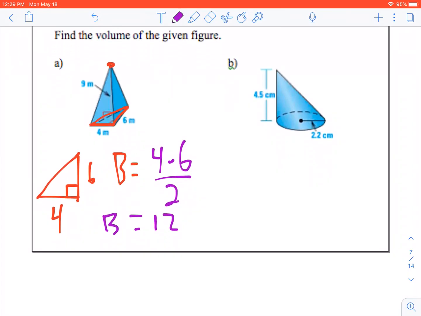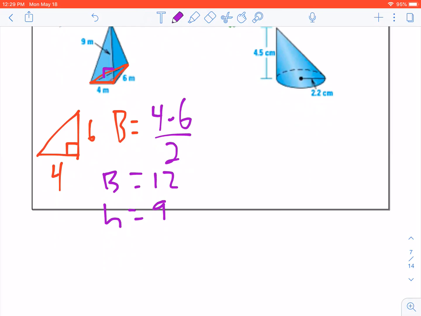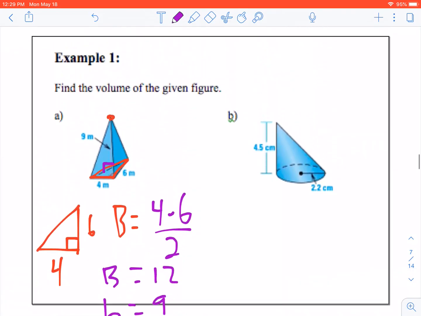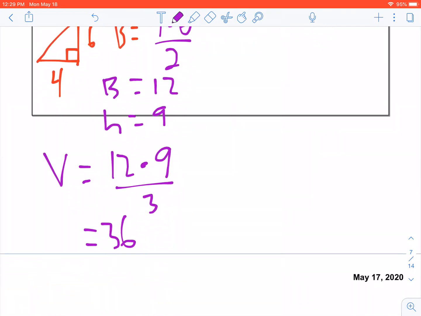That perpendicular height of the pyramid, they have your right angle marking there, so that perpendicular height is 9. Formula for volume then. It is area of the base, which is 12, times the height, which is 9, and then I have to divide that by 3. 12 times 9 divided by 3, we end up with 36. And we check our units, and it is meters. And since it's volume, we're talking about cubed.